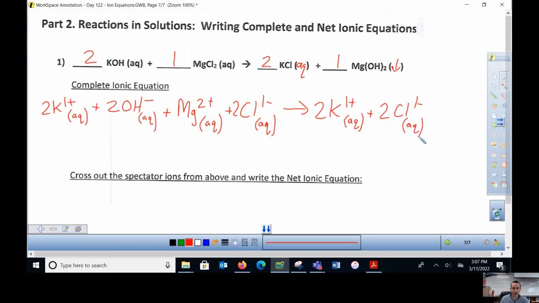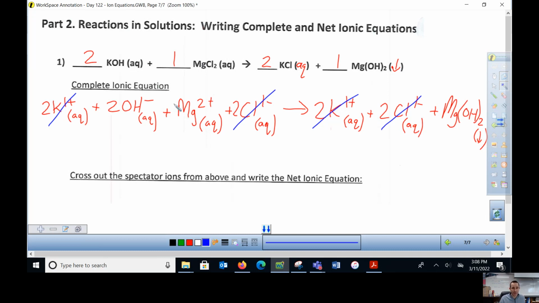And these are all ionic compounds. They're all ions. They all have charges. But look, I got a precipitate. So what's different here is that the precipitate, I keep it together. So the precipitate stays together. And now I'm going to cross out the spectator ions. The spectators are the ions that do not change. They're the ones hanging out, spectating the reaction, not participating. So I got 2 Ks on both sides, and then I have 2 Cls, 2 chloride ions on both sides.